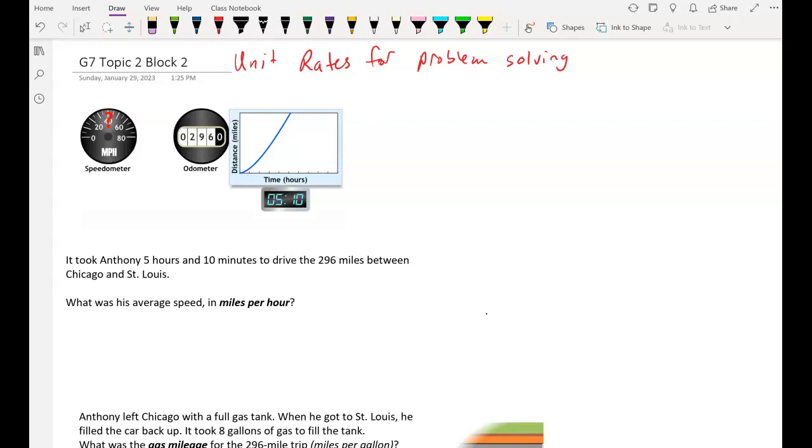Welcome back, math people. Today we are taking a look at Topic 2, Block 2, follow-up to Topic 2, Block 1. And today we are discussing unit rates for problem solving. We're just going to jump right in here.